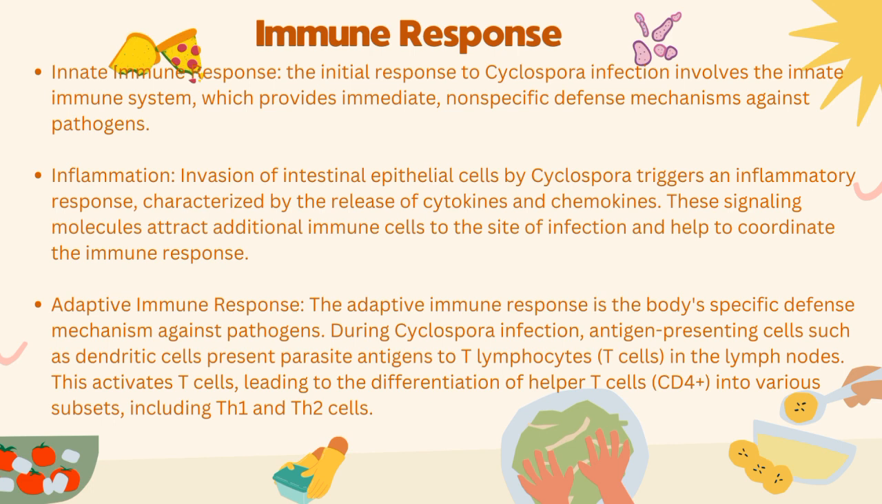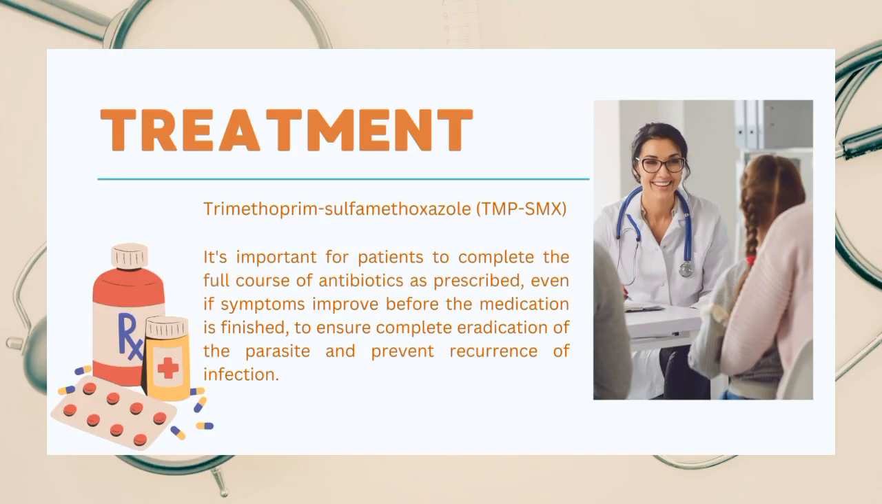Next is the adaptive immune response. The adaptive immune response is the body's specific defense mechanism against pathogens. During Cyclospora infection, antigen-presenting cells such as dendritic cells present the parasite's antigens to T lymphocytes, or T cells, in the lymph nodes. This activates T cells, leading to the differentiation of helper T cells into various subsets including Th1 and Th2 cells. The antibiotic for cyclosporiasis is trimethoprim-sulfamethoxazole.